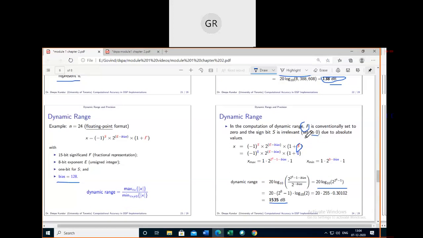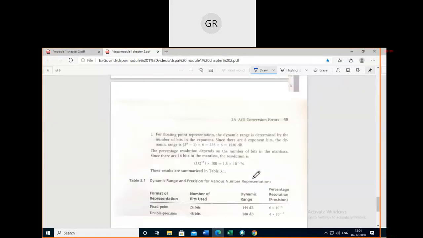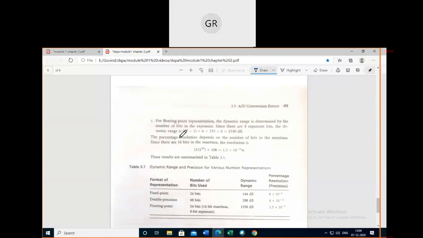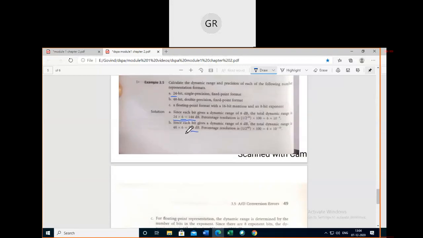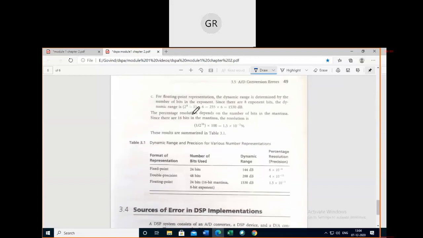Same thing he did here. Then how can we find out? Here it is 2 raised to 8. How many bits here? He used 8 bits for the exponent. That's why it is 2 raised to 8 minus 1, multiplied with 6. If it is 7, then 2 raised to 7 minus 1. If it is 10, then 2 raised to 10 minus 1.